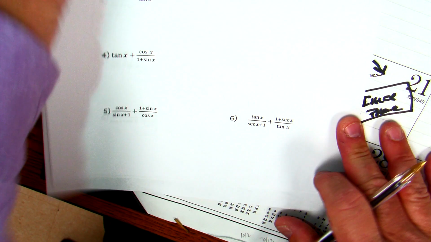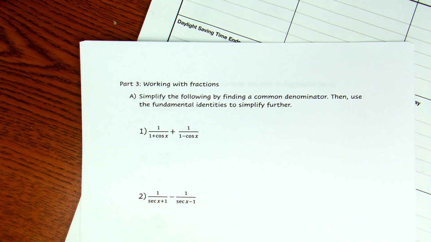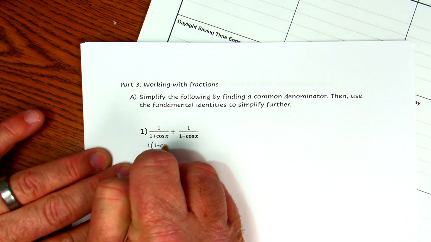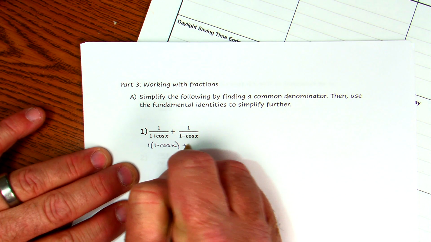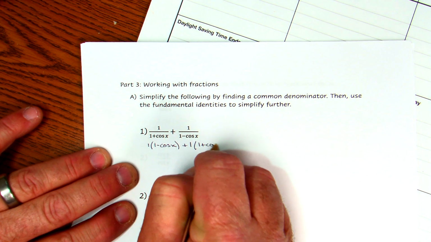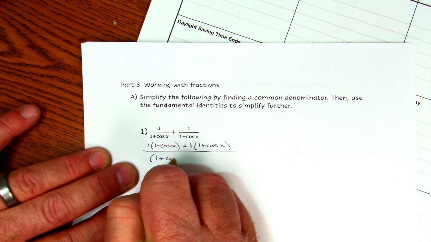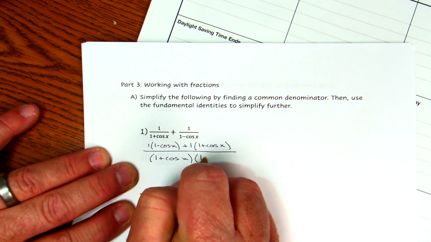All right, so here we go. Part A: simplify the following by finding a common denominator, then use the fundamental identities to simplify further. So again, you're following directions. So this becomes 1 times 1 minus cosine x plus 1 times 1 plus cosine x over the product of those, which is 1 plus cosine x, 1 minus cosine x.